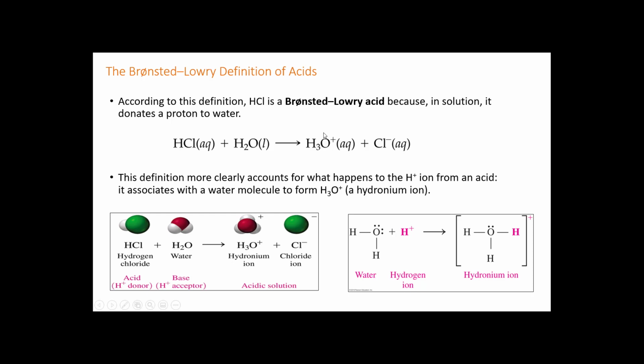We'll cover that later. So with this definition, clearly you can see where the H is going, and that's what we're interested in. We're going to follow where the hydrogen ion goes. Which one donated it and which one accepted it. So here you see the acid is the proton donor and the water is the proton acceptor.